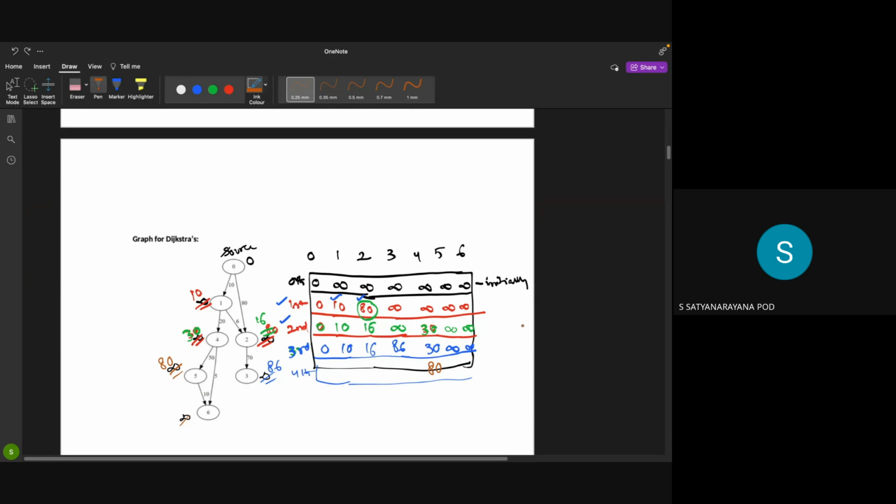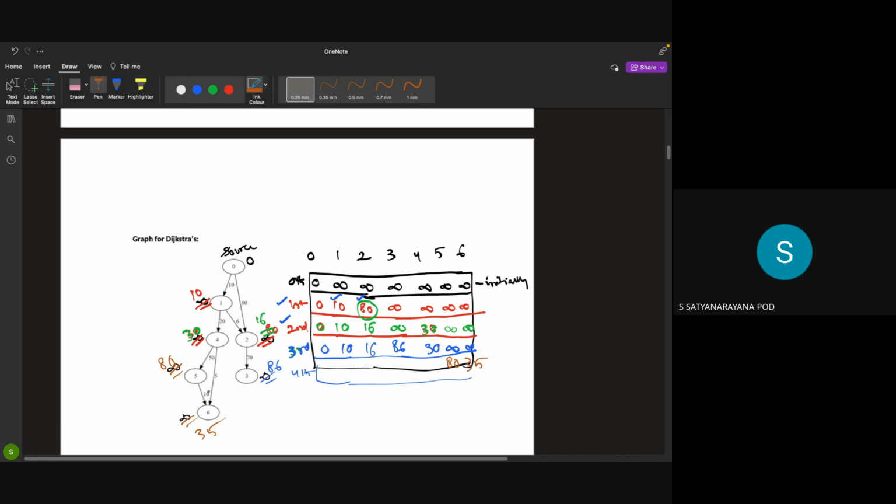Here it is 80, it has to be updated for 5, no? So this 80 has to be updated for 5. Is it right? Yes. So now the sixth one is updated. This is 80, 30 plus 5, 35. So this is updated with 35.